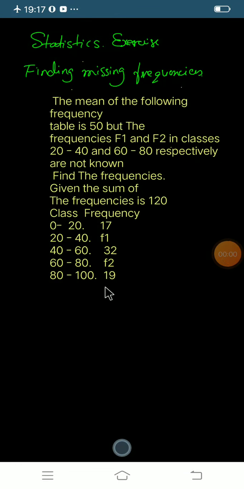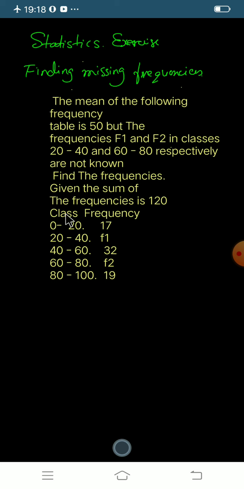Students, here we have a problem. Here we have to find the missing frequencies. Now I will read out this problem. The mean of the following frequency table is 50, but the frequencies F1 and F2 in classes 20 to 40 and 60 to 80 respectively are not known, meaning missing. Find the frequencies, given the sum of the frequencies is 120.